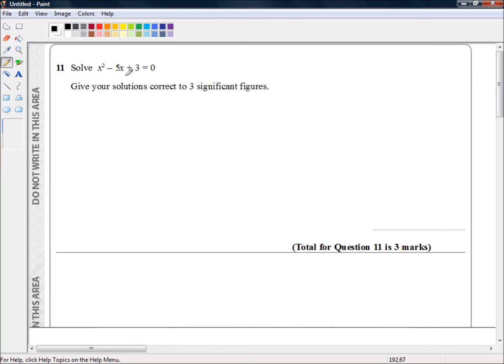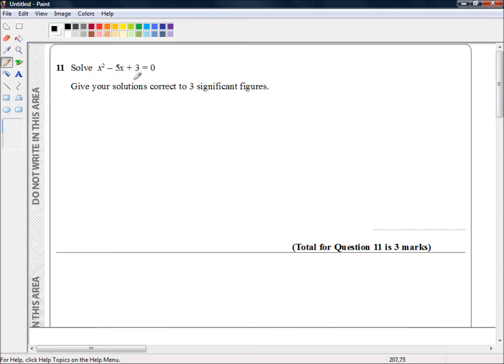Solve x squared minus 5x plus 3 equals 0. Give your solution correct to three significant figures. Okay, so the first thing to try and think about is, can we factorize this? And we're looking for two numbers that multiply together to give 3 and add together to give negative 5. So we're looking for either two positive numbers or two negative numbers.